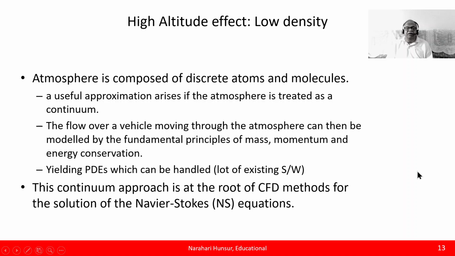Now let's look at what happens in low density flows. The atmosphere is composed of discrete atoms and molecules. As we know, a useful approximation arises if the atmosphere is treated as a continuum. Continuum meaning like a liquid, where there are no gaps. In reality it's not so, but it's a useful approximation under normal conditions like sea level and even up to about 10 to 20 kilometers altitude.